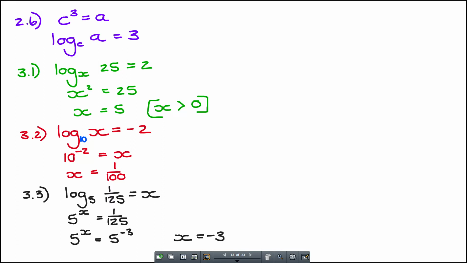Okay. Then at 3.2, once again, they left out that little number there, so we assume it's a 10. So then 10 to the power of minus 2 is equal to x, and that gives me 1 over 100. Okay. Right, any questions here?